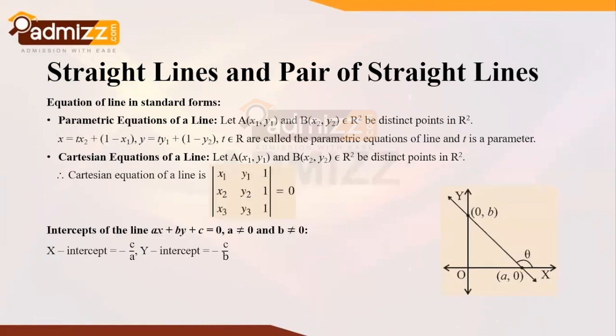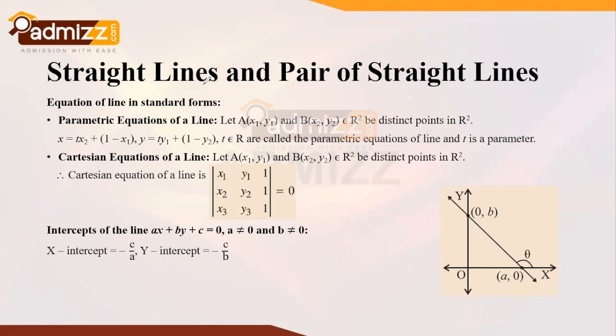Okay, now let's explore a few further parts of this conceptual learning of straight lines and pair of straight lines, dealing with the parametric equations of a line and the Cartesian equation of a line. The parametric equation of a line can be formed using the fundamental provided here: if 2 points A (x1, y1) and B (x2, y2) belong to R2, that is, these are the points in a two-dimensional system.